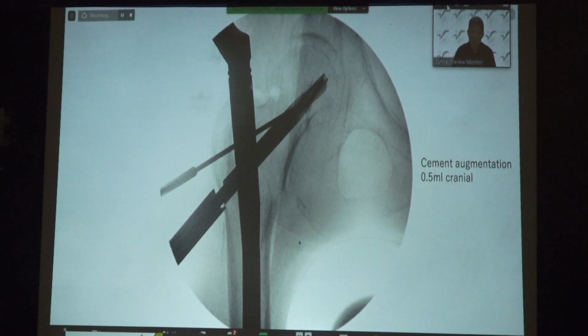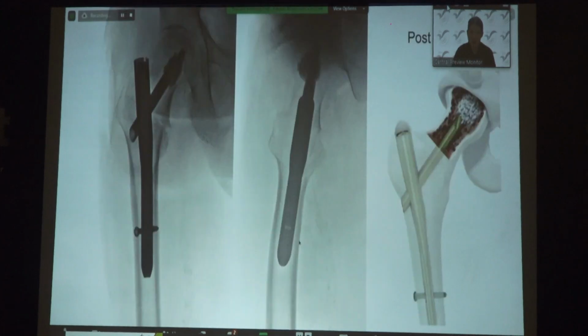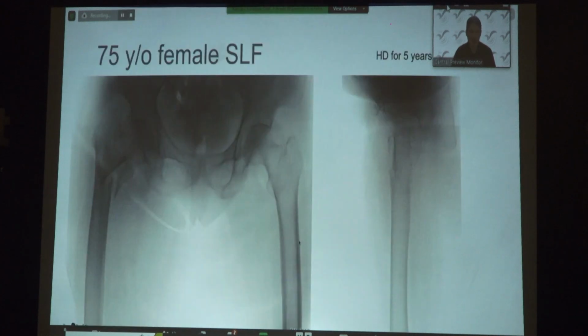We always check during the 0.5 cc insertion of the cement, making sure that it's not going into the joint. 3 cc is the maximum dose that I use, and the placement of the cement is something you cannot control yourself. It goes to the weakest place of the bone in the head element. So it doesn't go where you want it to, but you don't necessarily have to be worried about it.